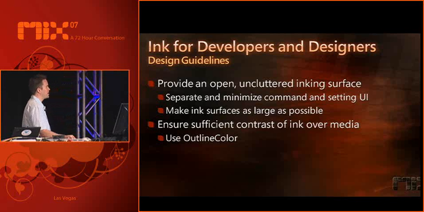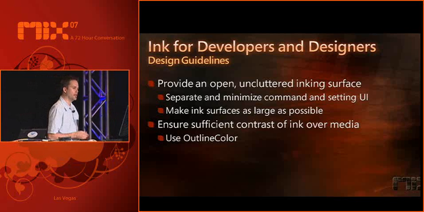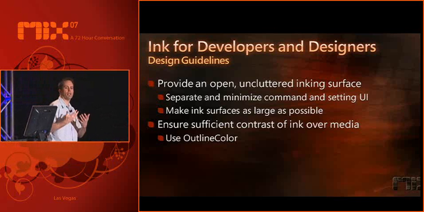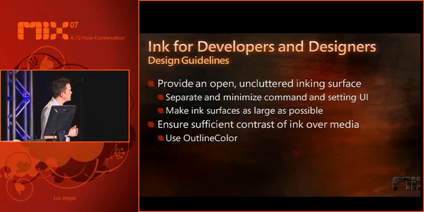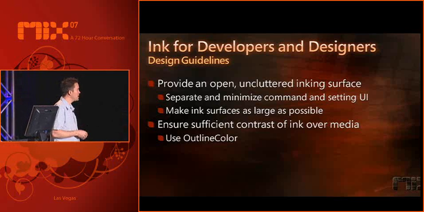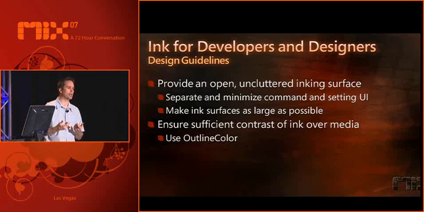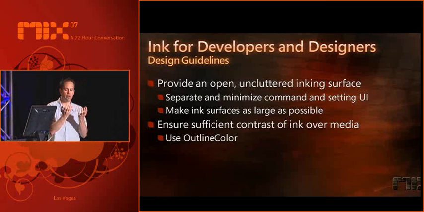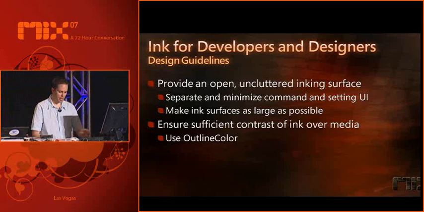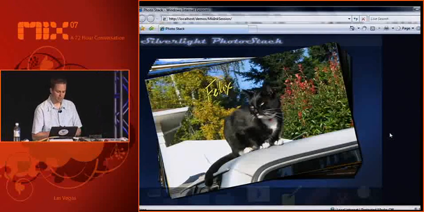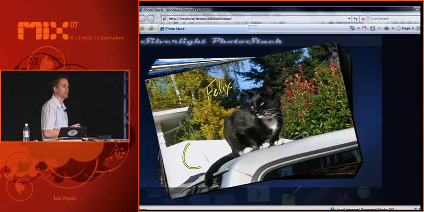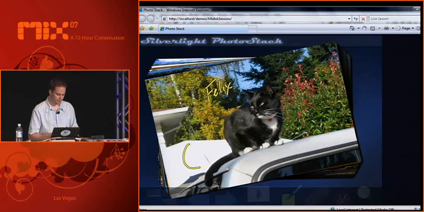The other thing to point out is that when you're inking over photos and video, it can be hard to see the ink. Like if you just use black ink, for example, it can be very hard. It can disappear into the content. So one of the things that we've done in our Silverlight implementation of ink is we've added an outline color, and I'll show you how to use that in a minute. The outline color just adds a little faint outline to the stroke, and it really makes it pop. So if I switch back to PhotoStack here, you can see that the ink that I've got there actually has a little faint black outline to it. Something like that really makes it stand out and not blend in.